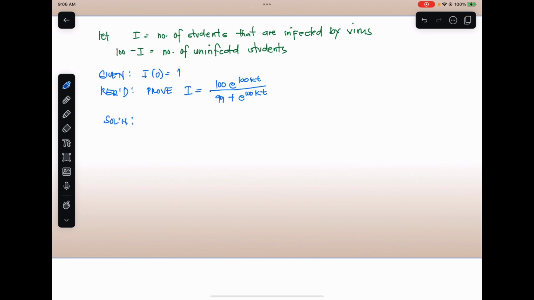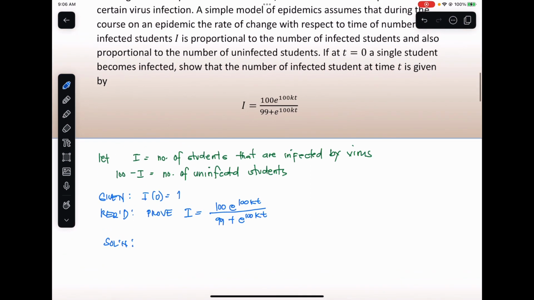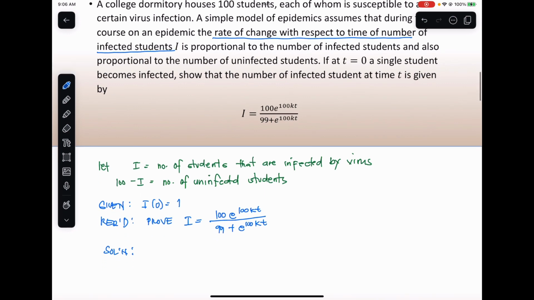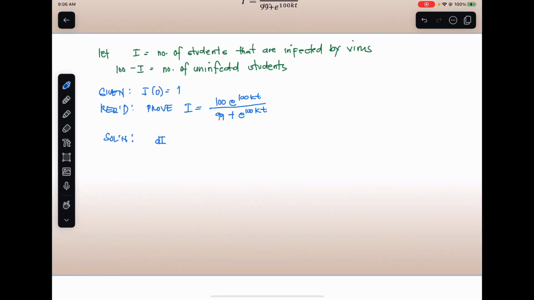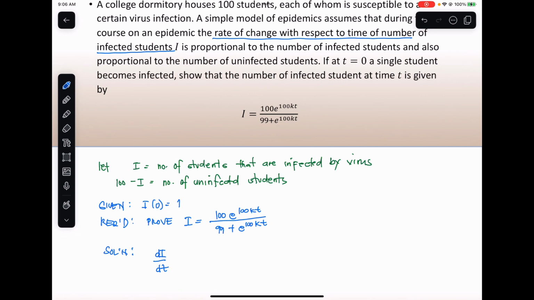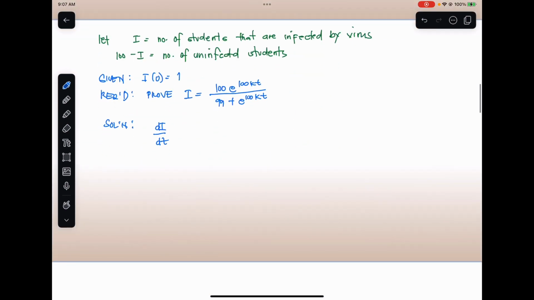For our solution, we draw our equation. From the problem, it says that the rate of change with respect to time of the number of students infected, I, is di over dt. And it says that it is proportional to the number of infected students, which is I.